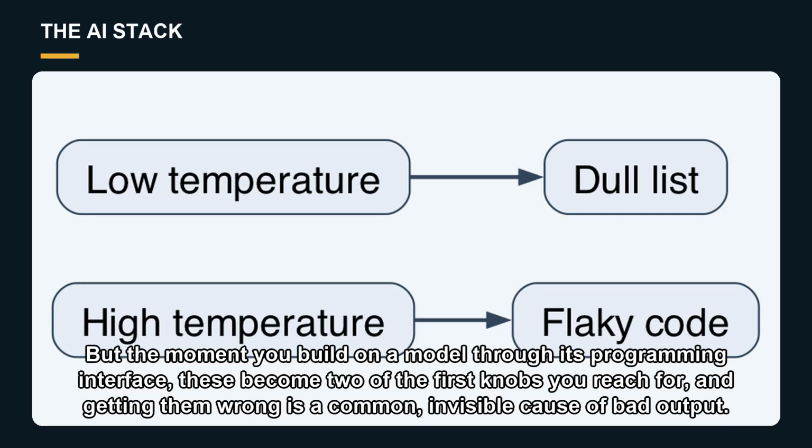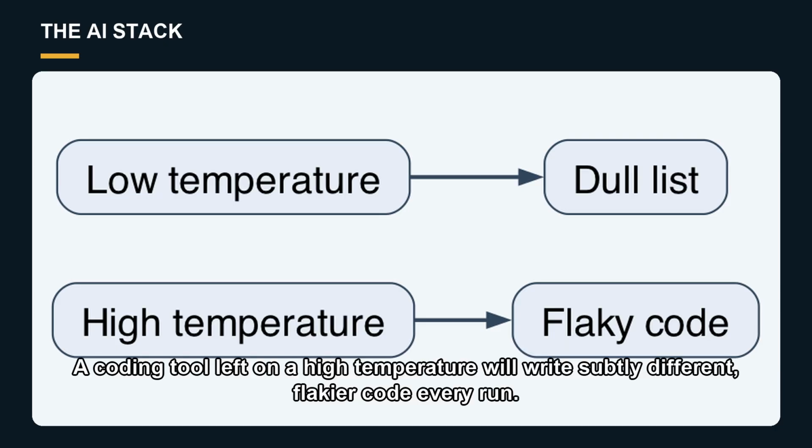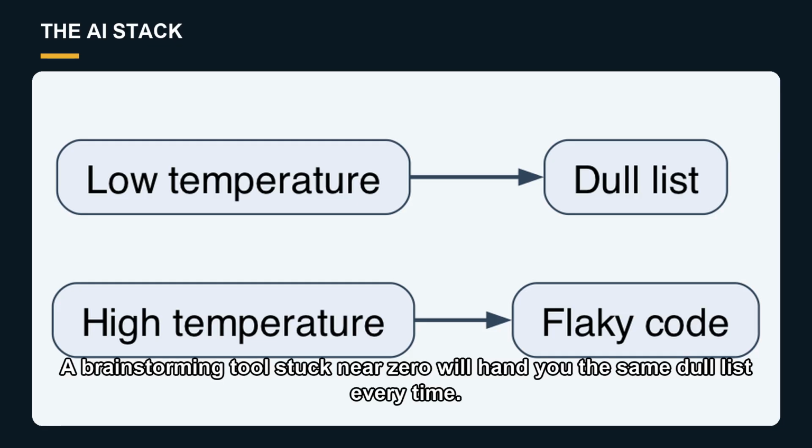But the moment you build on a model through its programming interface, these become 2 of the first knobs you reach for, and getting them wrong is a common, invisible cause of bad output. A coding tool left on a high temperature will write subtly different, flakier code every run. A brainstorming tool stuck near 0 will hand you the same dull list every time.